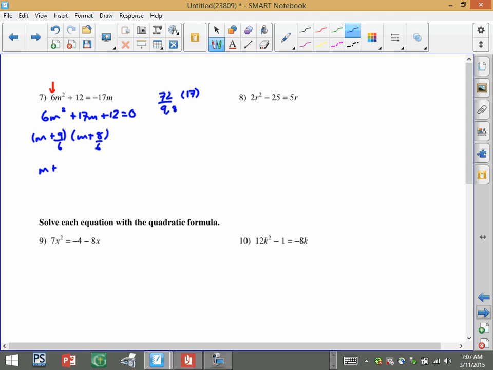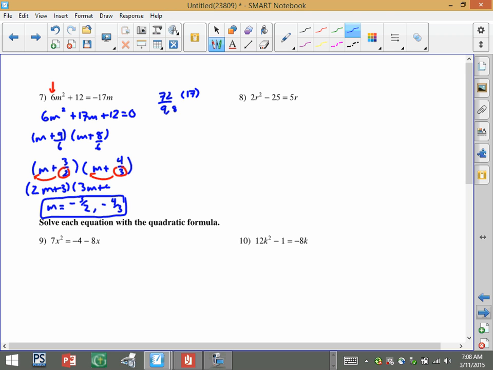We end up with m. 9 and 6 both have a 3, so that can be 3 over 2. 8 and 6 both have a 2, so we can do 4 over 3. Leave yourself a little bit of space, but I know my solutions right now, before I do the bottoms up, the opposite of what's in there. So -3/2 and -4 over 3. So there's my solutions. And then just so we get the full factored form, remember, do bottoms up. So we have 2m plus 3, 3m plus 4.